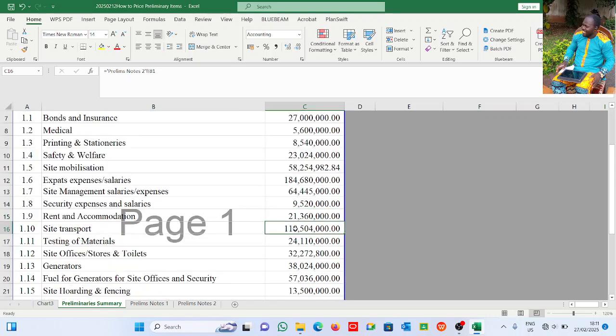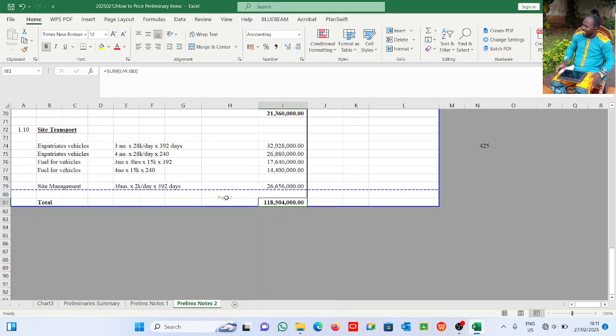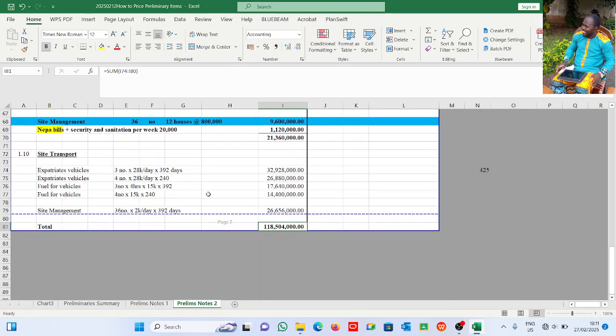All right, site transport. Of course, by the time you get to the project site, definitely there will be movement of vehicles. Your dispatcher cannot drive themselves because of the fear of maybe kidnap or something. So you give them vehicles, you give them drivers, you give them fuel for the vehicles, and all of them are part of preliminary expenses.